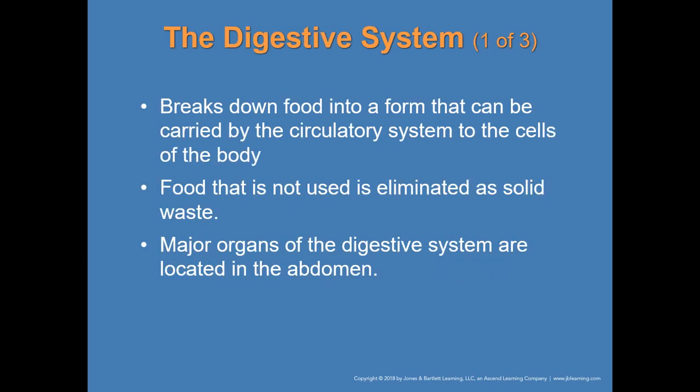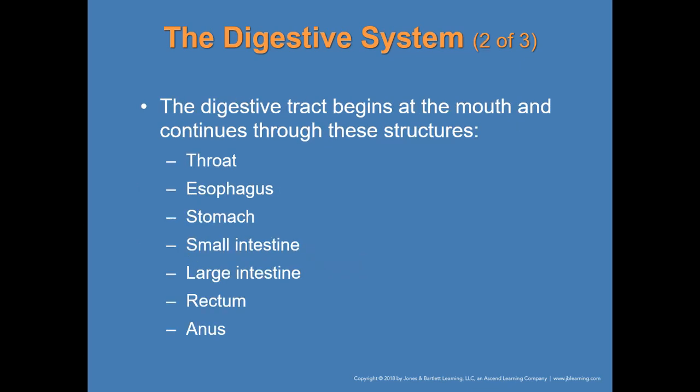Okay? And then from there, we have the digestive system. Right? This breaks down food, and anything we don't need is eliminated. It pulls all of the nutrients, all of the vitamins out of everything we eat and drink. Then it keeps all of the good stuff and gets rid of the bad stuff, typically solid waste. A lot of your major organs in the digestive system are found in the abdominal cavity.